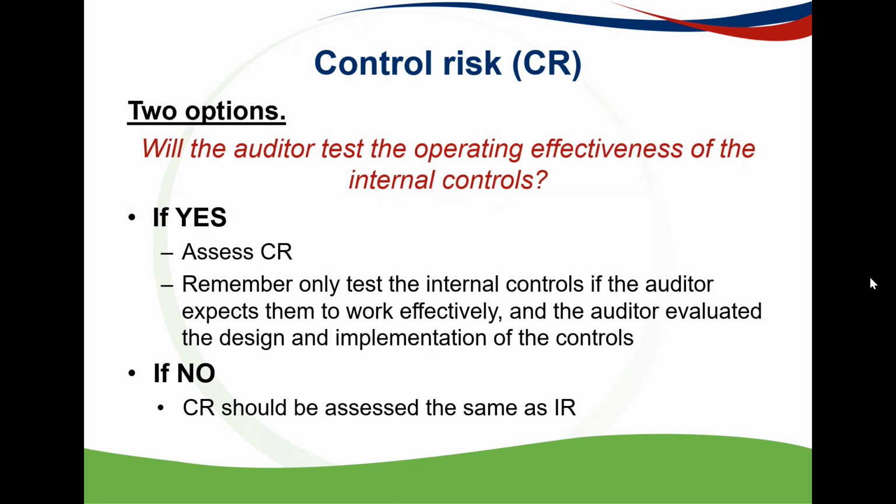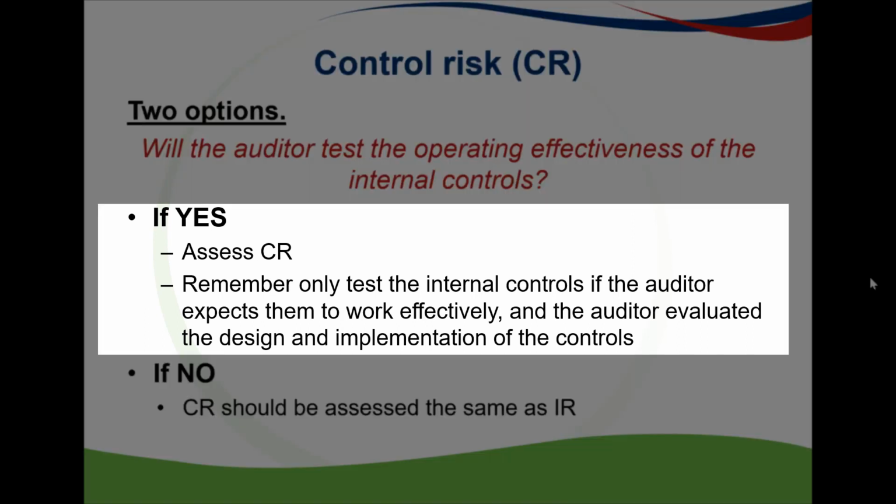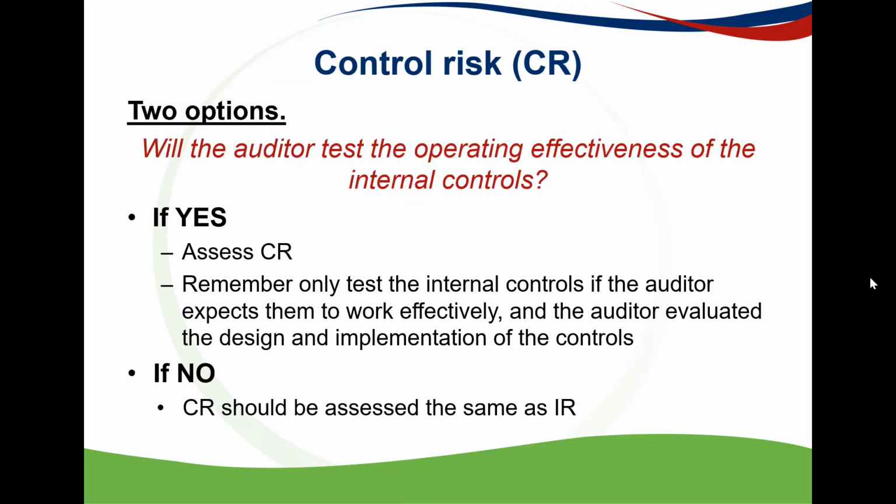So if the auditor decided in the planning stage that he wants to test the operating effectiveness of the internal controls, you should assess control risk. And you only test the internal controls if you expect them to work effectively. Okay, and that will mean that the auditor typically already had a look at the internal controls in his understanding of an entity, and when he obtained understanding of the design and implementation of controls. Okay, so that's the first part. If he wants to test the operating effectiveness of the internal controls, he needs to assess risks.